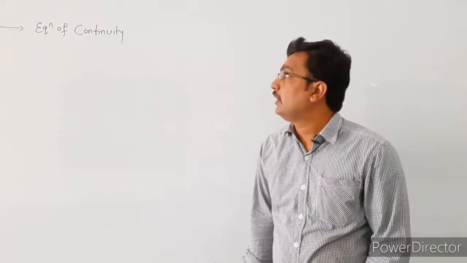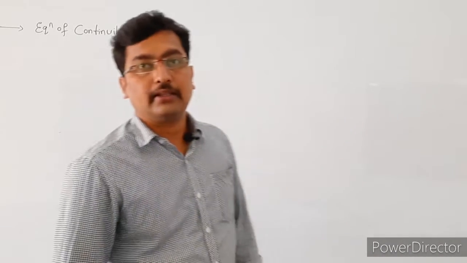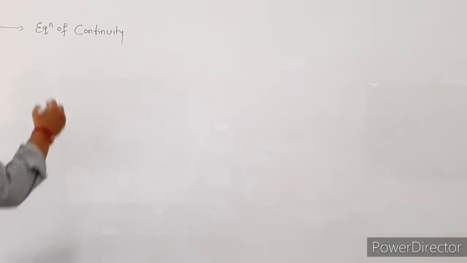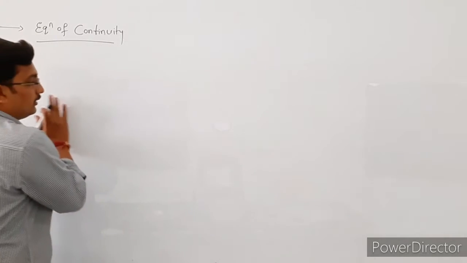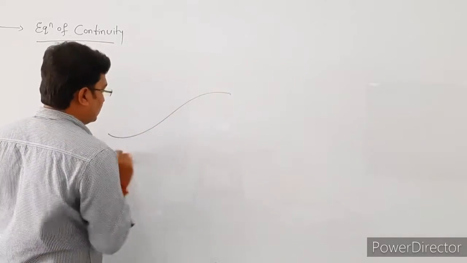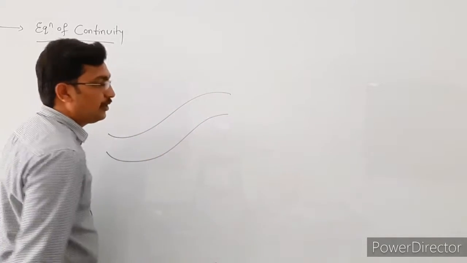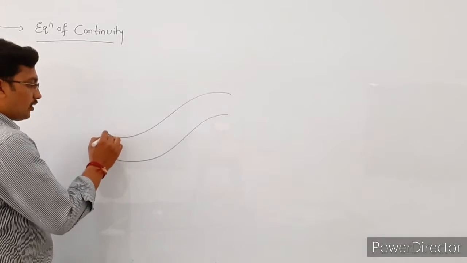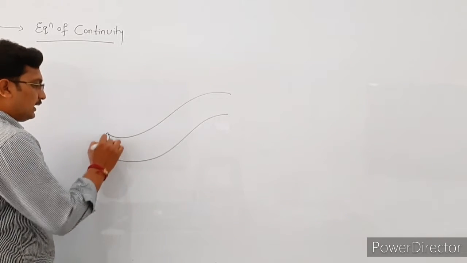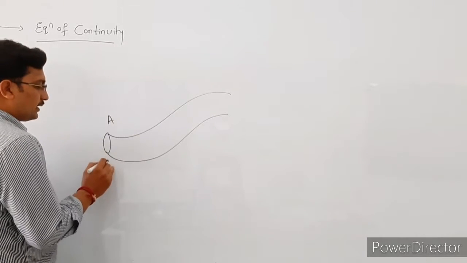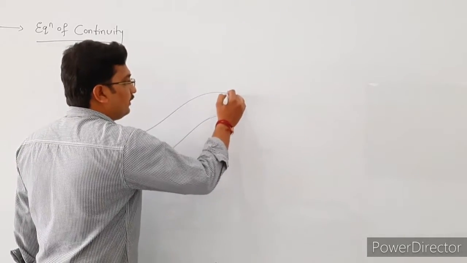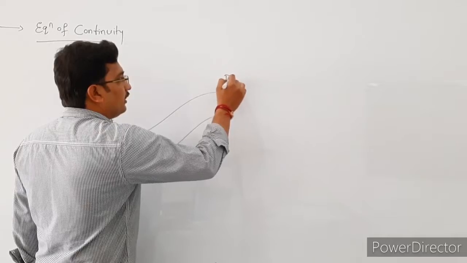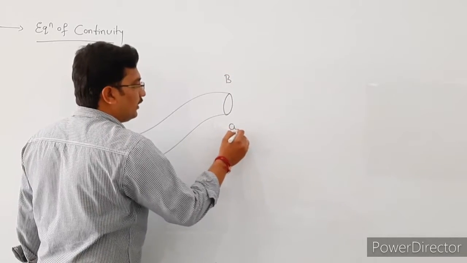The next concept is the equation of continuity. In this case, we are going to consider a bend-shaped tube of different cross-sectional area. This is the first face, A. The area of cross section of the first face is A1, and this is the second face, B. The area of cross section is A2, right?